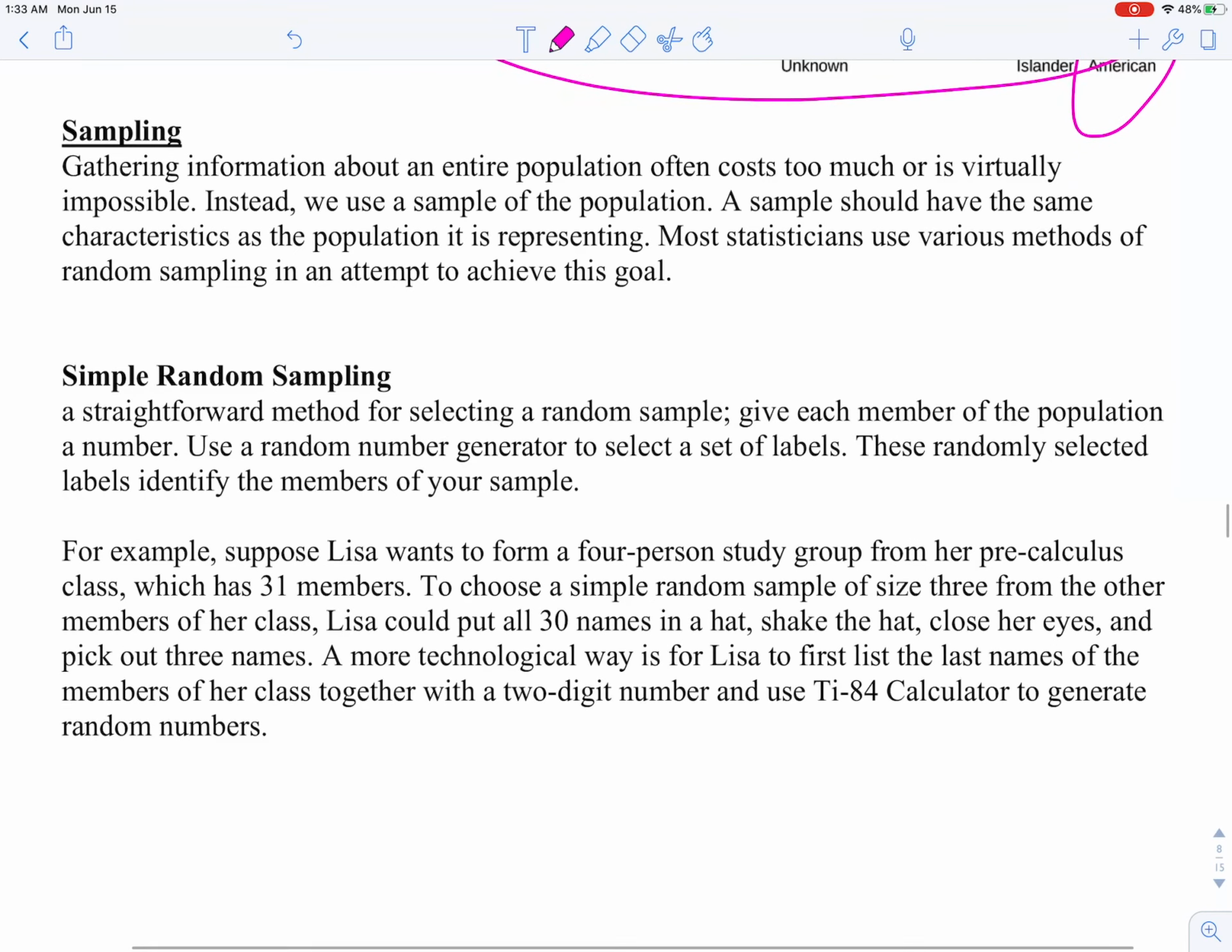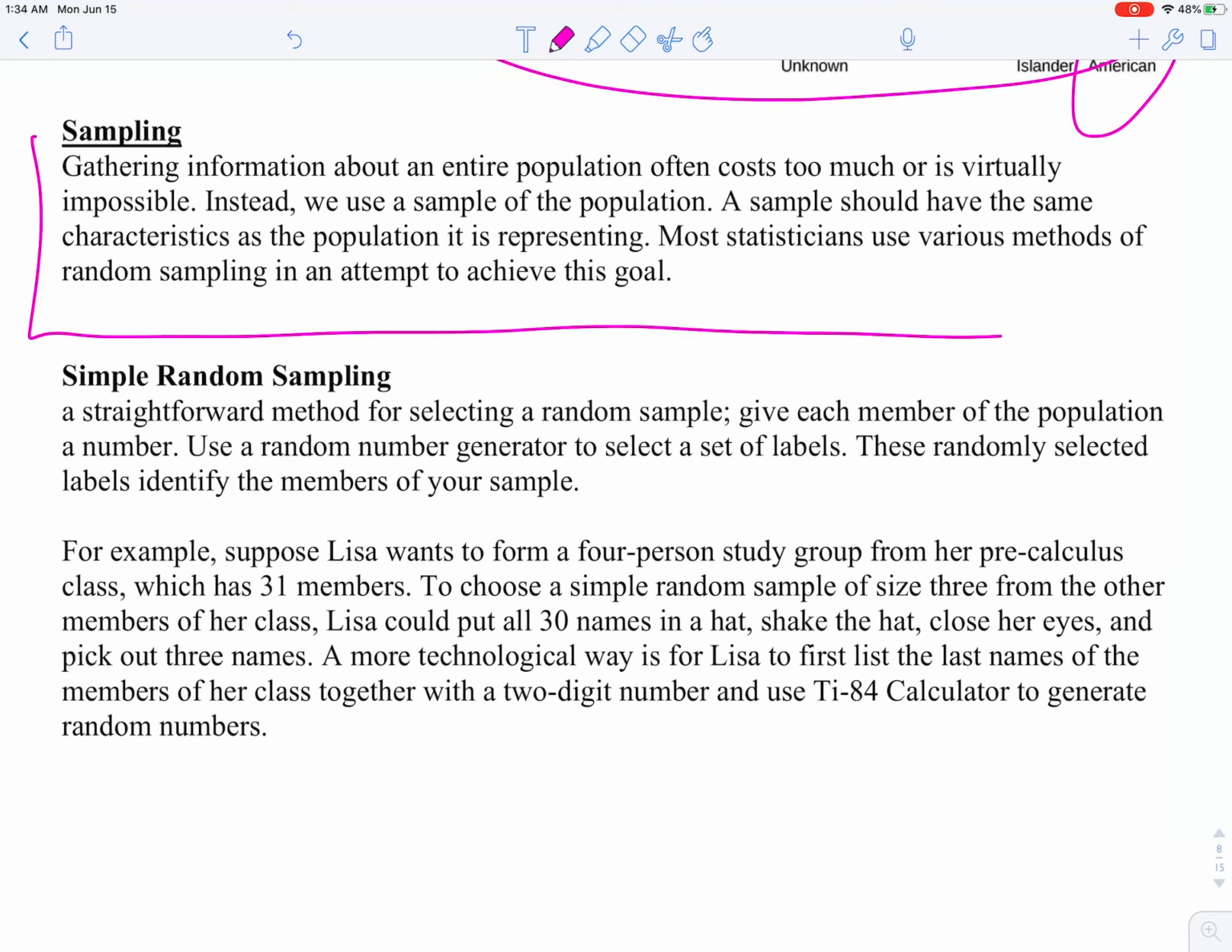All right, let's see some more stuff here. So sampling. Gathering information about an entire population often costs too much or is virtually impossible, right? Instead, we use a sample of the population, and this is the big key in statistics, right? You're trying to save money, save time, but be as accurate as possible. Statistics are very rarely 100% accurate. So instead, we use a sample of the population. A sample should have the same characteristics as the population it is representing. Most statisticians use various methods of random sampling in an attempt to achieve this goal.